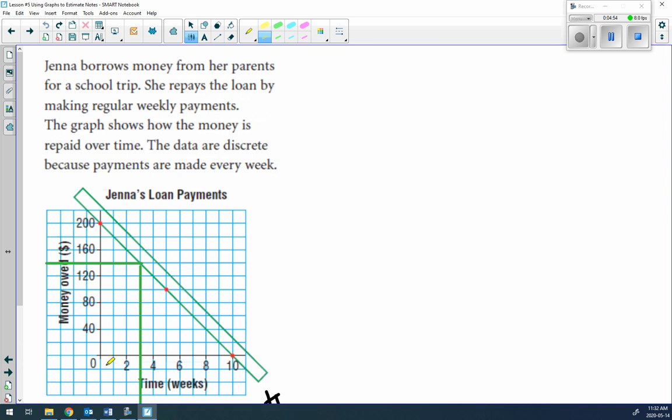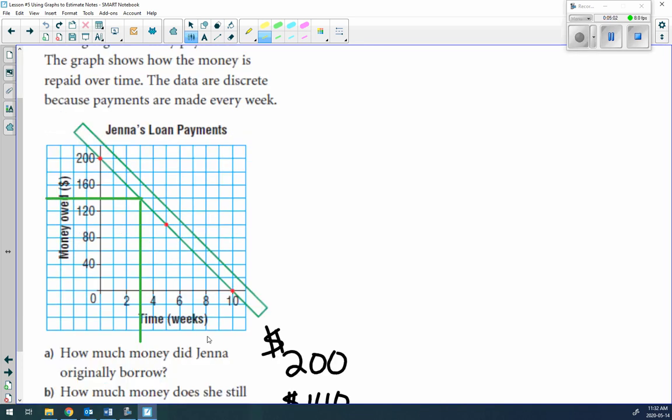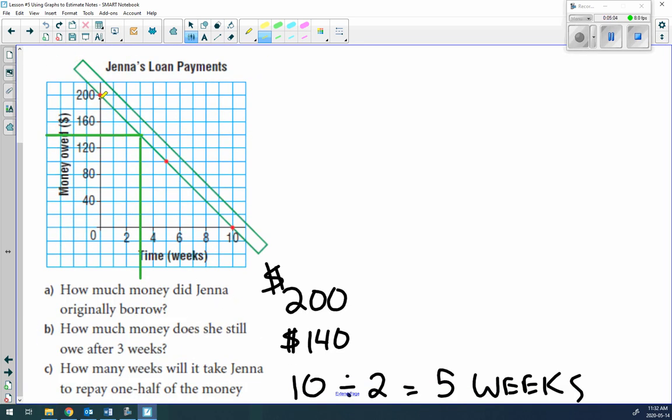And over the course of 10 weeks, she's going to pay it back every week in increments, right? So you can see it's kind of a block here. It's just a representation. So here, how much did Jenna originally borrow? Yeah, $200. How much money does she still owe after 3 weeks? We go to 3 weeks, vertical line up, horizontal line across. Yeah, she owes 140 bucks still.